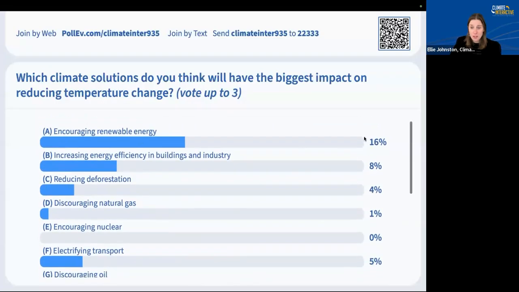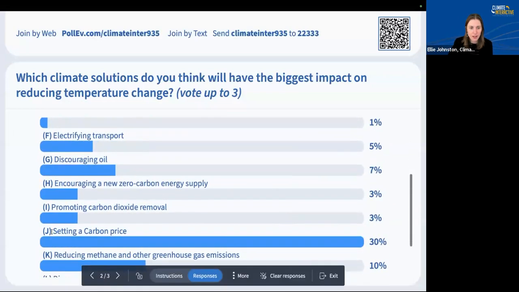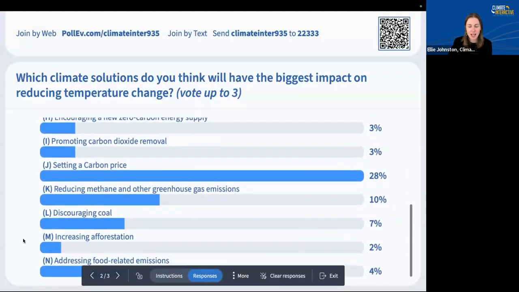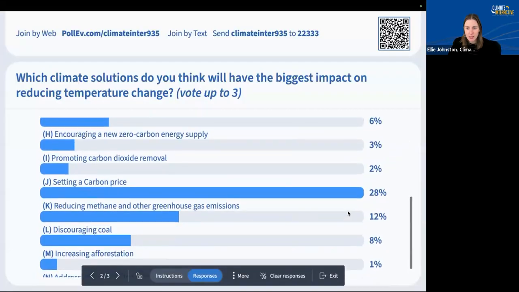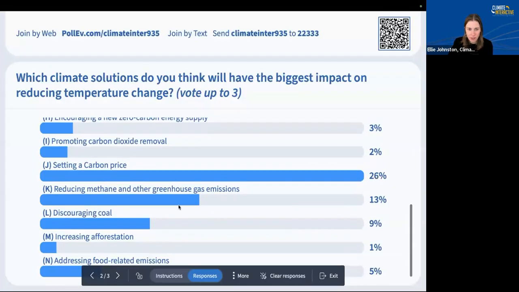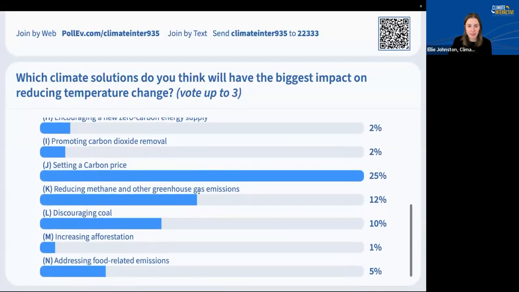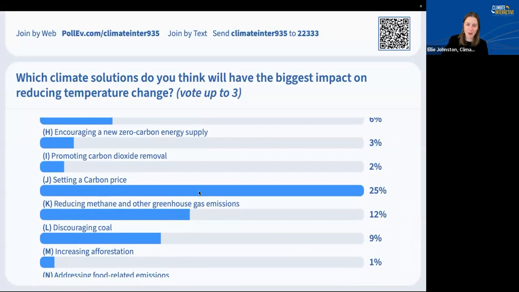We have encourage renewable energy, 16% of the votes coming in for that. Oh, 30% of people voting for setting a carbon price. That seems to be a popular one. Also, a lot of people voting for reducing methane and other greenhouse gases. But you see interest in a lot of different topics. Discouraging coal, ranking pretty highly as well. All right, and increasing energy efficiency in buildings and industry. Well, the resounding favorite of you all voting in was to say setting a carbon price. So let's just do that as an example.